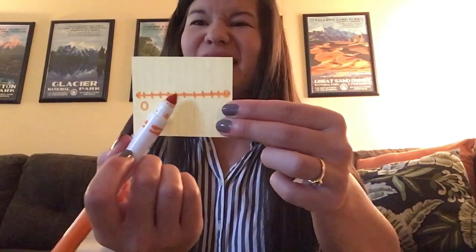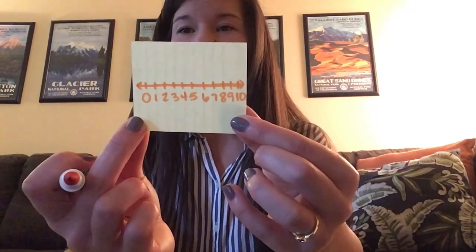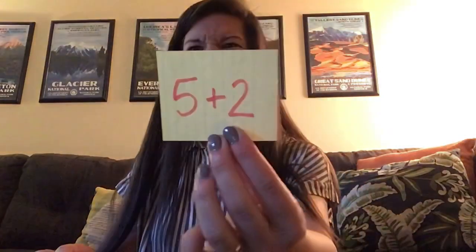And I know with my number line, it's important to try to keep the tallies the same distance apart. Now I'm going to write all my numbers on here. 1, 2, 3, 4, 5, 6, 7, 8, 9, and 10. So every number line card that we make today is going to look like this. Now I'm going to show that number story. So again, our number story is 5 plus 2.